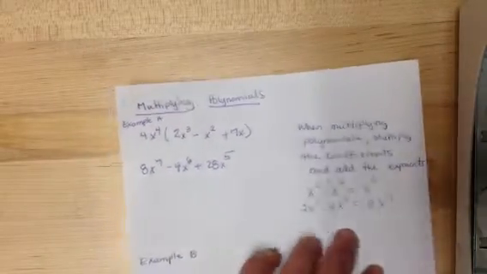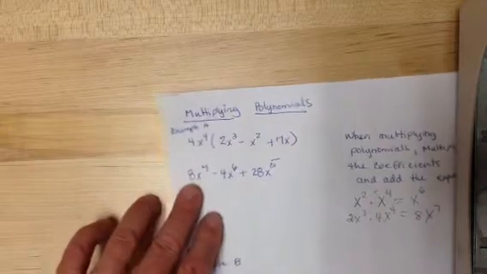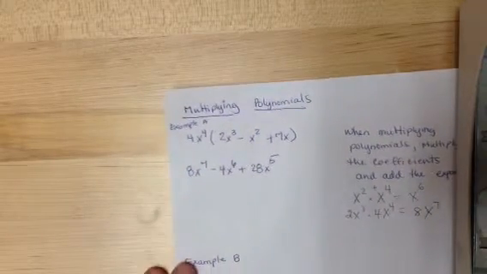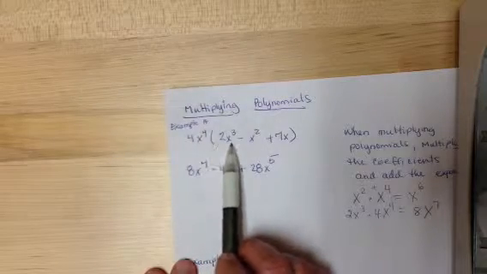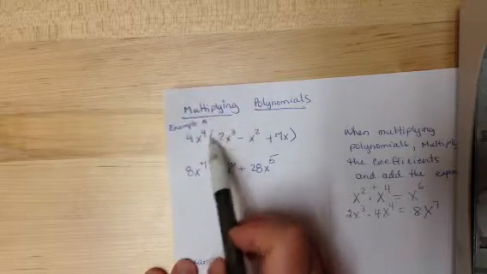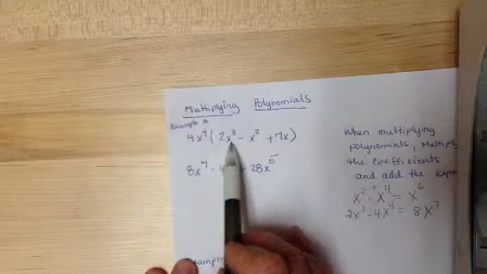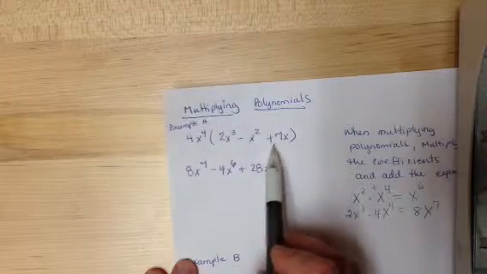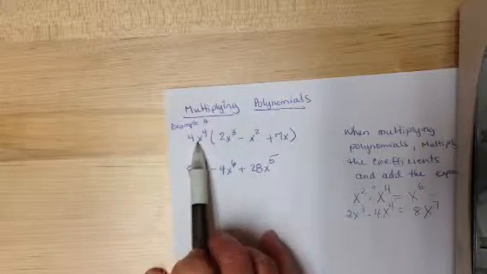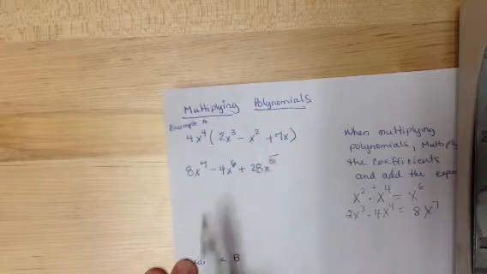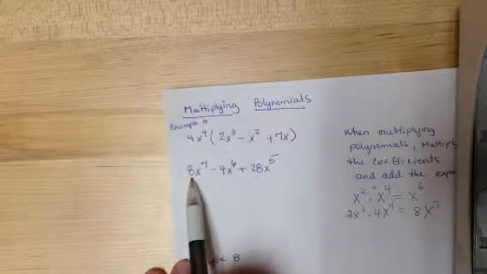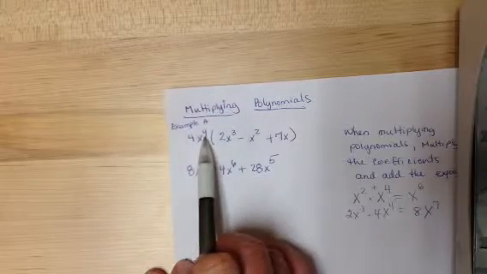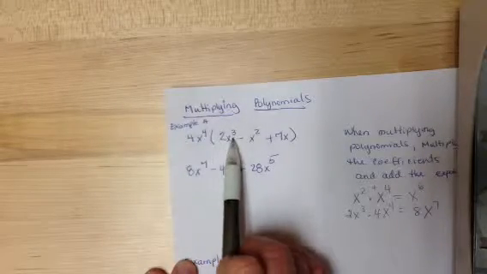Okay, let's see how we're going to apply this. We're going to look at a couple of multiplying examples here. We have 4x to the fourth times, because we have a parenthesis, 2x cubed minus x squared plus 7x. So we're going to multiply this term times all of these. We're going to have to distribute here. So we say 4 times 2 is 8, 4 plus 3 is 7.